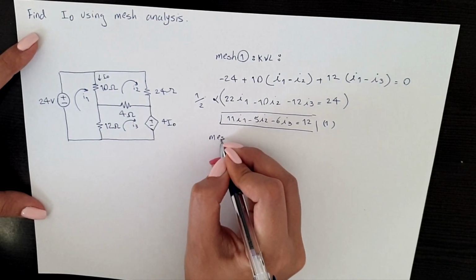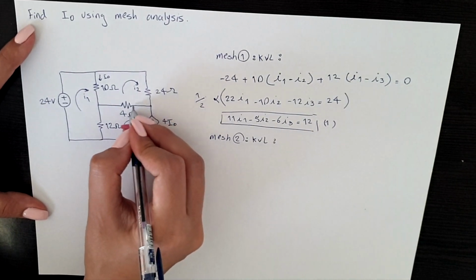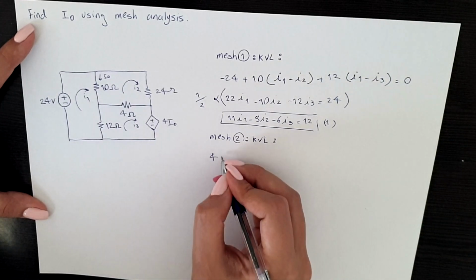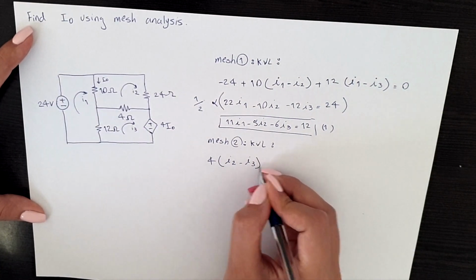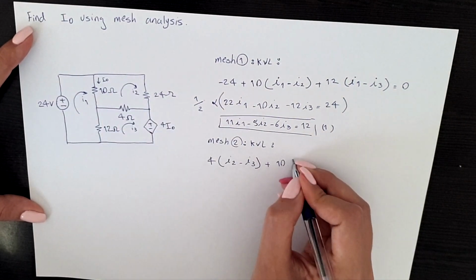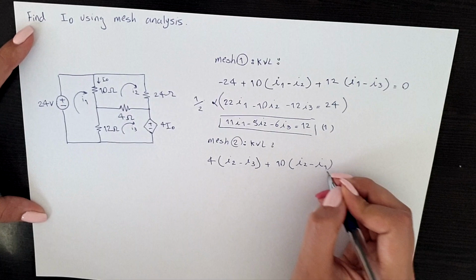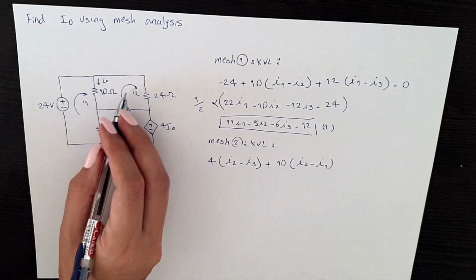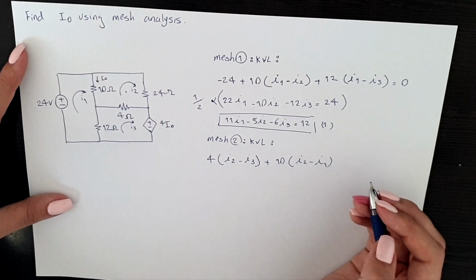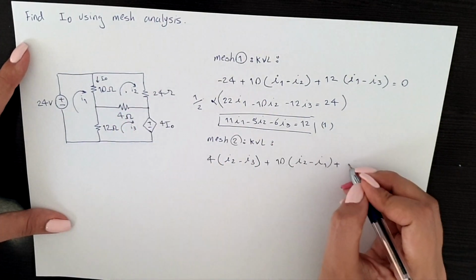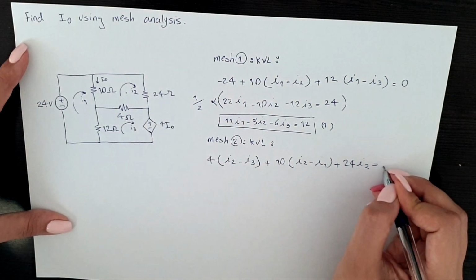Mesh 2. So I start from here. We have a 4 ohm resistor. The current is the current of our mesh, which is I2, minus the current of the other mesh, which is I3, plus 10 multiplied by the current of our mesh, I2, minus the current of the other mesh, I1. So if we were in the other mesh, it would be I1 minus I2. Now that we are in this mesh, we say I2 minus I1, and we explained in the previous videos why. Plus, next one is this 24, which the current is only I2. Then we get back to our first place, so we say this is equal to 0.